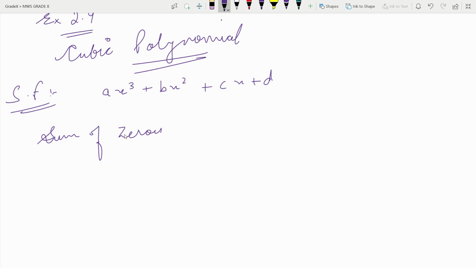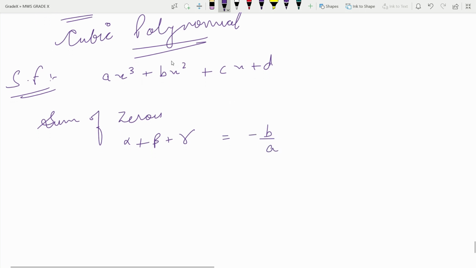Fine. So sum of zeros, let us write like this: sum of zeros, or we can write alpha plus beta plus gamma. Okay, so let the 3 zeros be alpha, beta and gamma, and this is equal to minus b upon a. And this, you know, minus b, b is the coefficient of x square, and a is the coefficient of x cube.